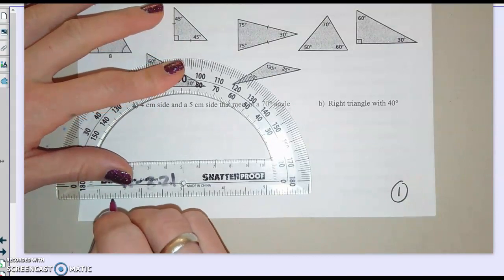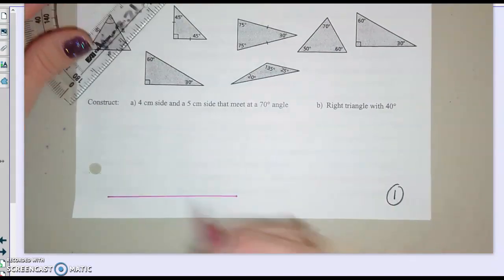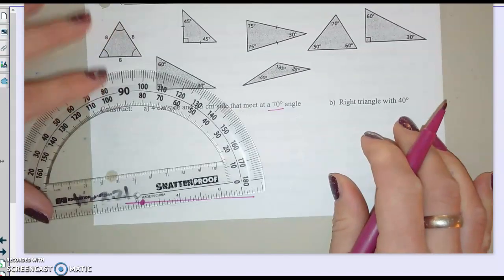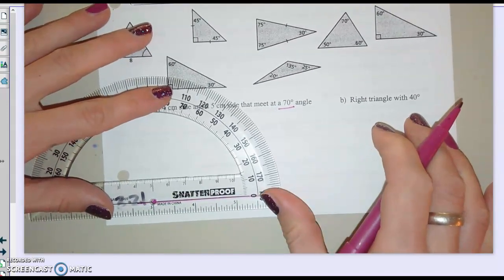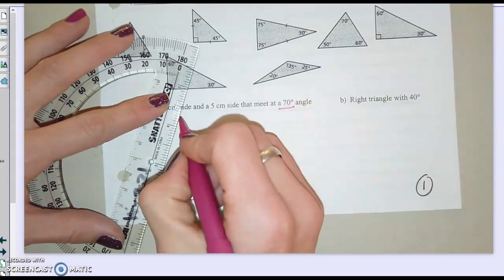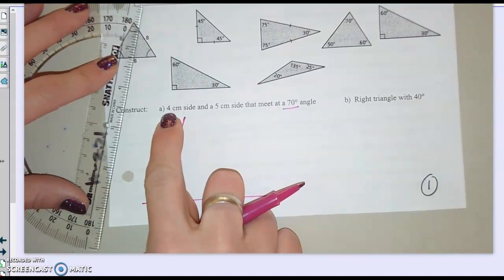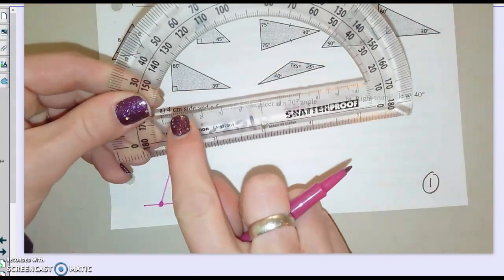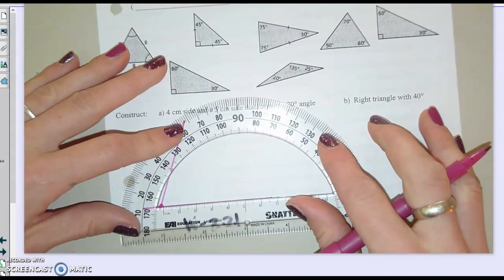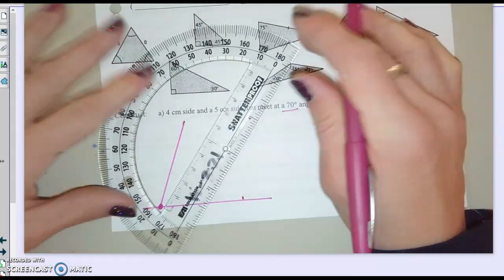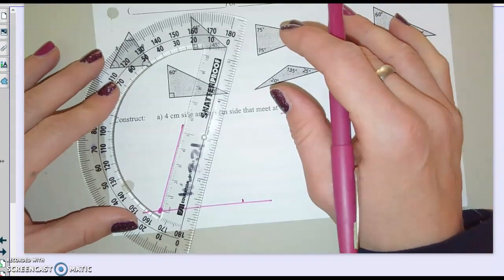Remember, we always draw our line first and put a vertex on it. Let's just do this 70 degrees. So I'm using my protractor to draw 70 degrees. Okay, and then it says I want 4 centimeters and 5 centimeters for those sides. You'll notice right here on my protractor I have centimeters. So let me do 5 centimeters and make a mark, and 4 centimeters and make a mark.